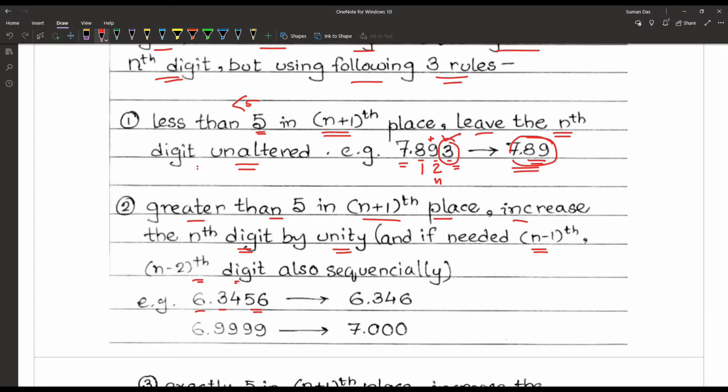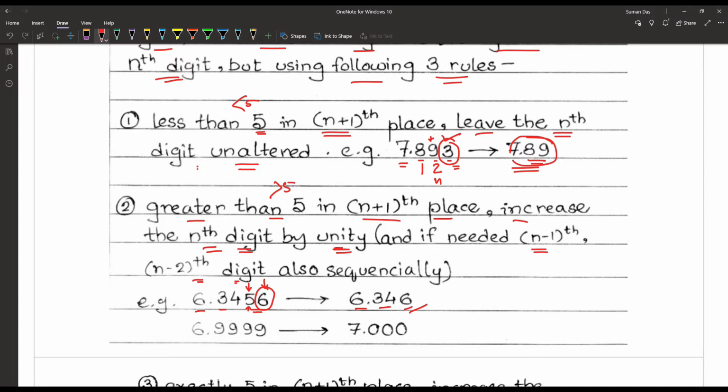Let's check the first number, 6.3456, that means given up to the 4th decimal place. Now we are changing it to up to 3 decimal places. So we have to check here the digit is 5. The next digit is 6, and that is greater than 5. So when that is greater than 5, increase the nth digit by unity. So here we are increasing the 5 by 1. So the approximate number up to 3 decimal places is 6.346.